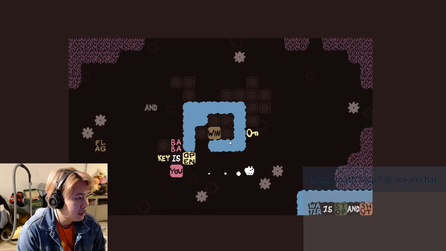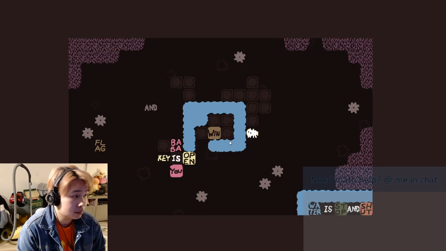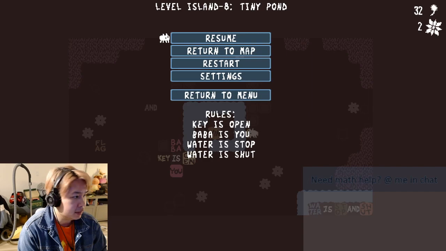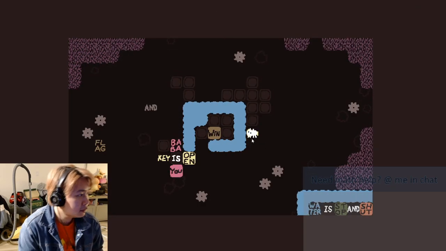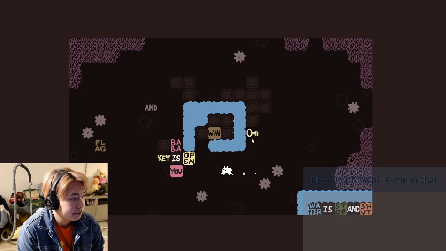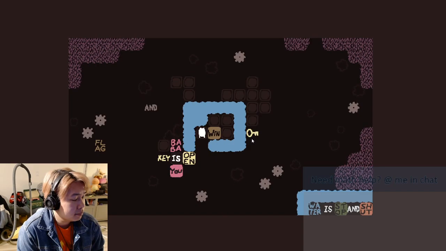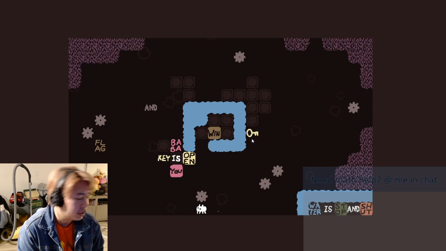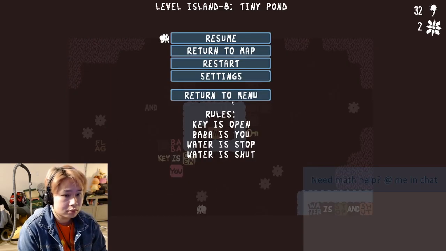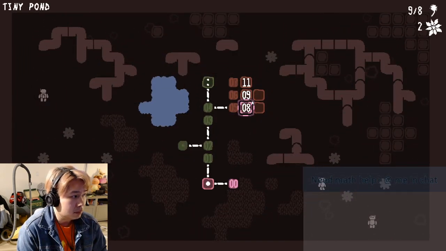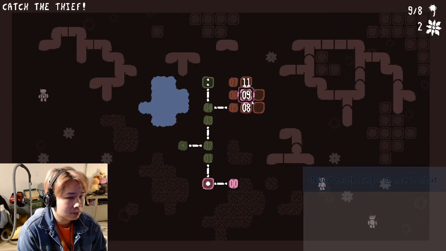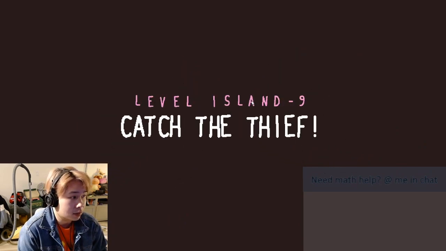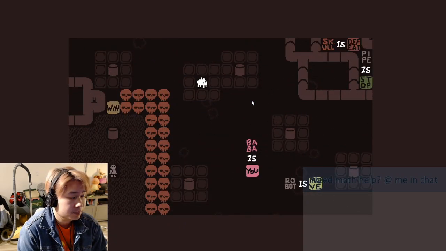So now key is open. So the key can open the water, but I can't push it. None of the rules say that I can push objects right now. So I don't know, I've been stuck on this one. Maybe I should just move on to this other one. But I feel like it just gets harder.